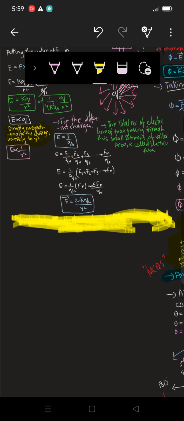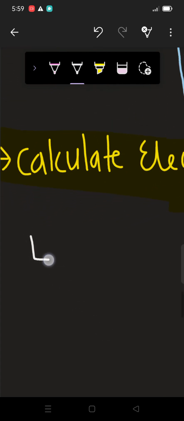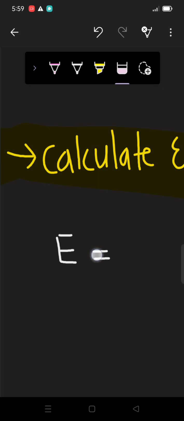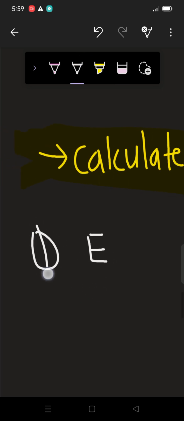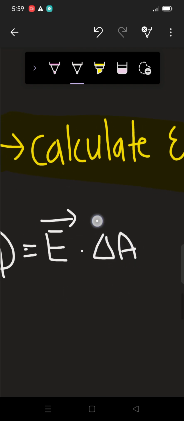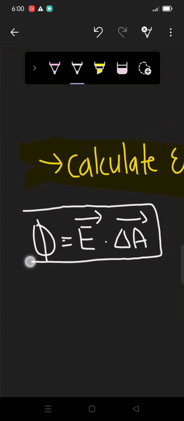We know that electric flux is basically the dot product of the electric field intensity and the small element of vector area. This we have learned in great detail. Electric flux is the number of electric lines of force passing through a very small element of vector area, which is what we call the electric flux. So electric flux is the dot product of electric field intensity and the small element of vector area.